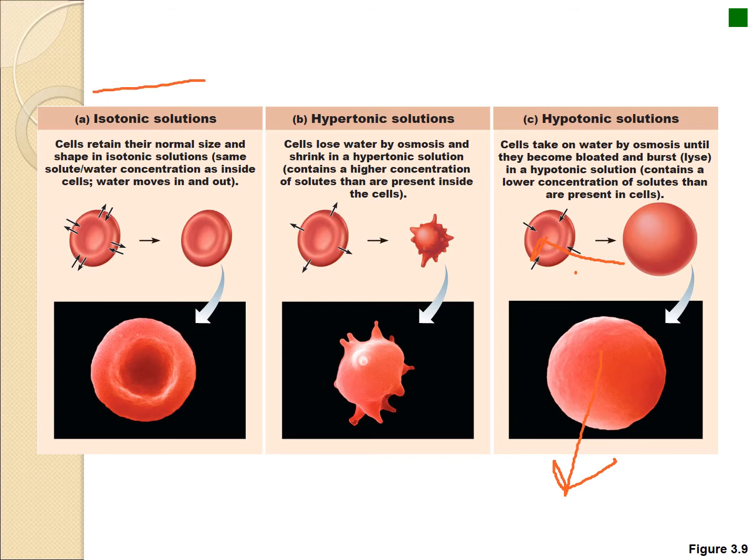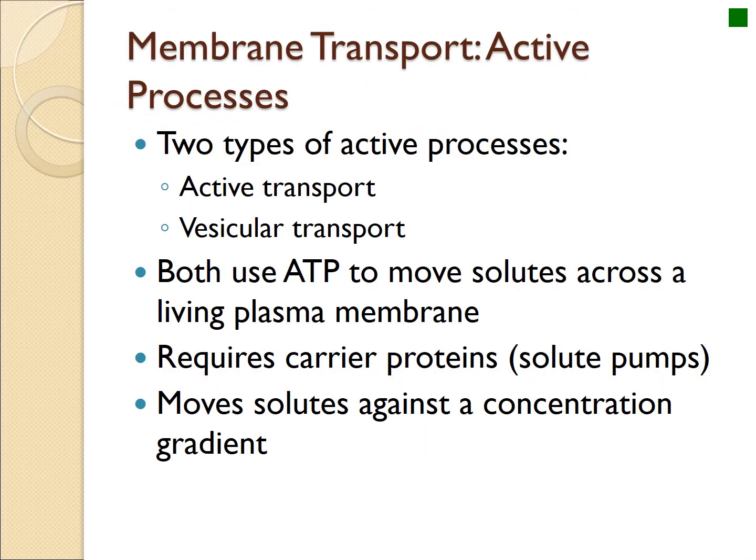So again, just know this. Know what an isotonic, hypertonic and hypotonic situation looks like, what that does to cells, and be able to explain the osmosis situation. That means the movement of water that can either swell a cell or shrink a cell, or the movement of particles, which can move into a cell or out of a cell. So that, for now, is passive transport.